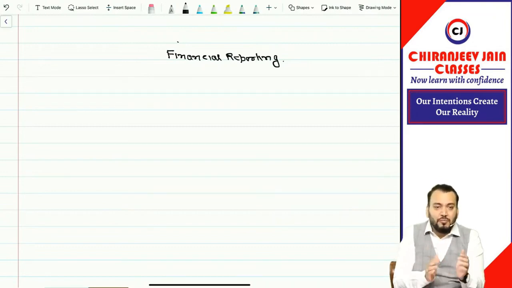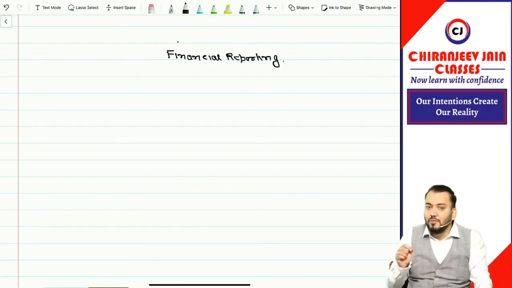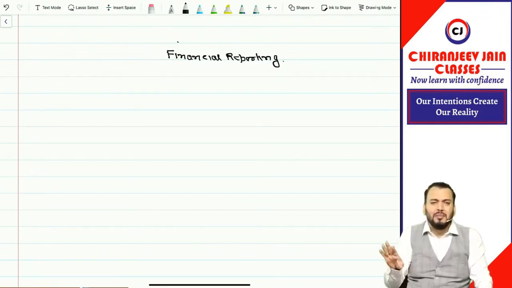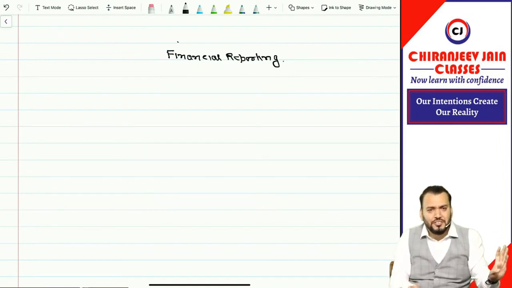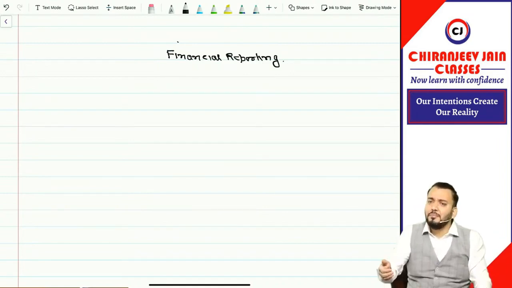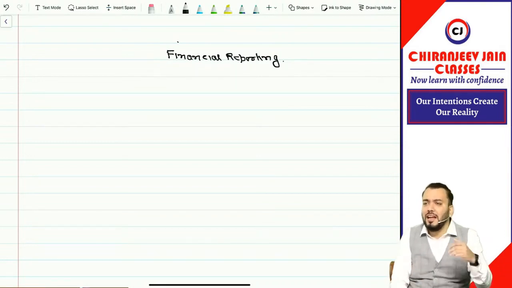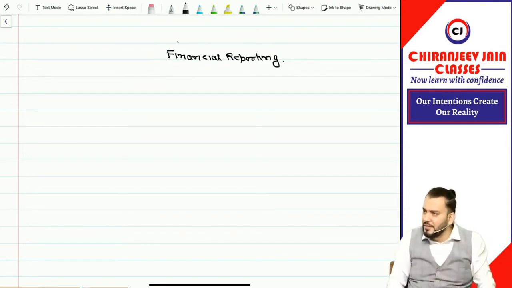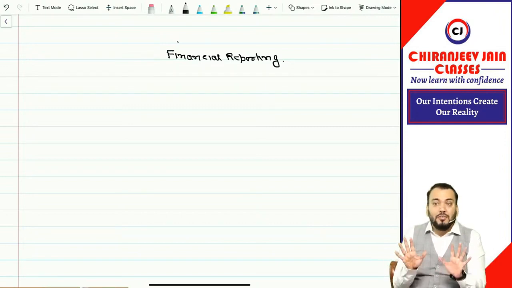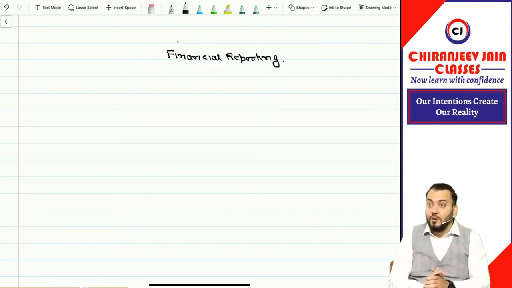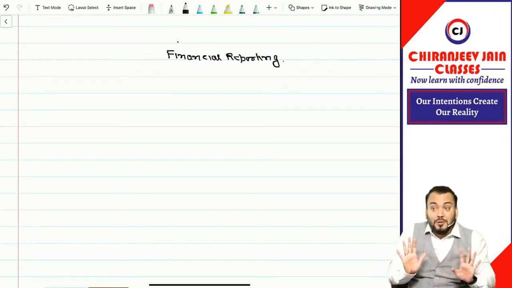Means the concentration was given to the working part. Working means what? Preparing accounts. Preparing accounts means what? Journal, ledger, trial balance. So okay, it was done in CA Foundation. And then preparation of final accounts, whether it is for any company or any banking company, whatever you have done, it was related to workings. More concentration was given to working.